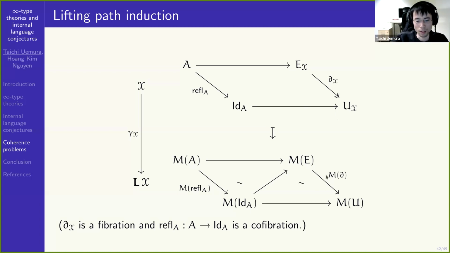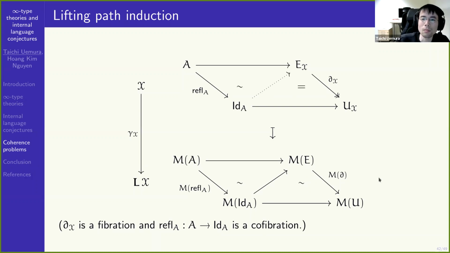Let me see. Yeah, so the situation is like this. We have some type A and reflexivity, and we construct this lifting problem. We want to find some diagonal filler like this. And because M is a model of intensional identity types, we have a homotopy diagonal filler in the localization.